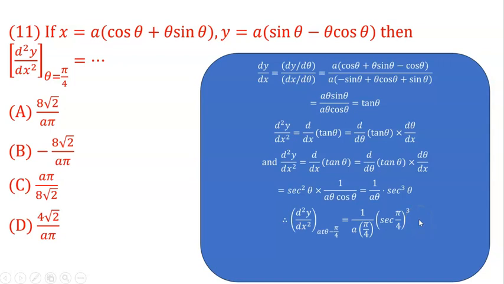And what is the value of sec of pi by 4? It is root 2, raised to 3. Then after simplification you will get 4 upon a pi into root 2 cube. Root 2 cube means what? 2 root 2. So 2 into 4 is 8 into root 2. Overall you will get 8 root 2 upon a pi, and hence option A is correct.